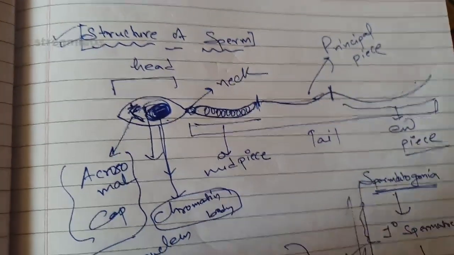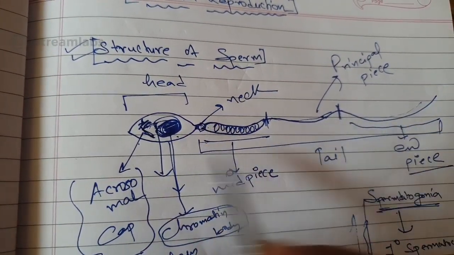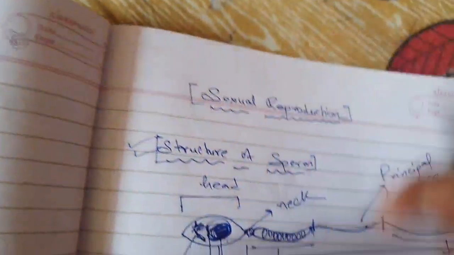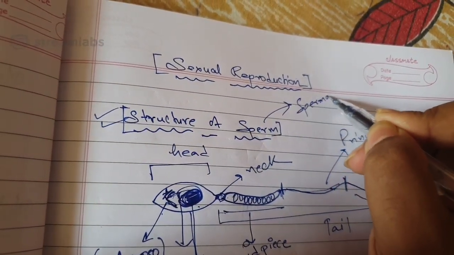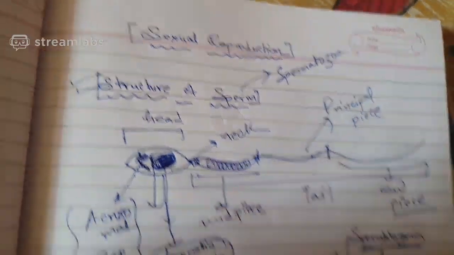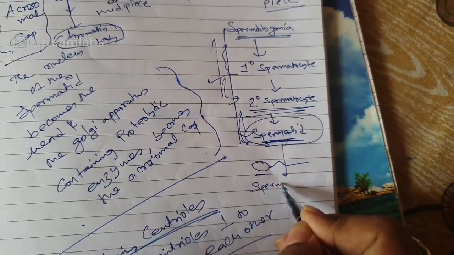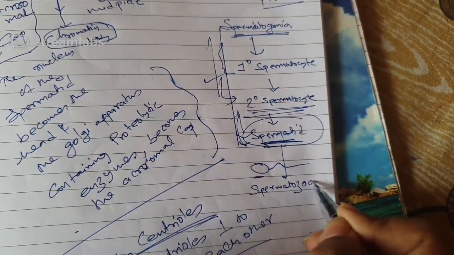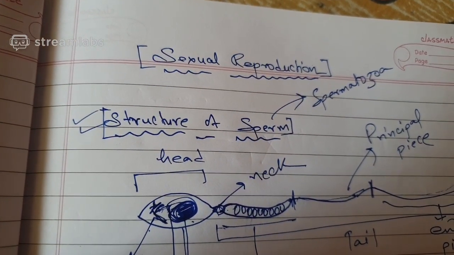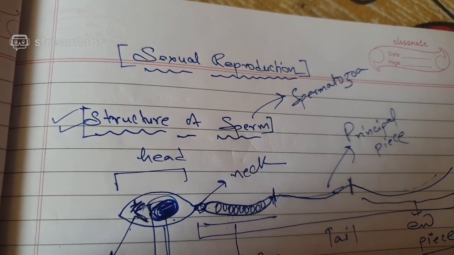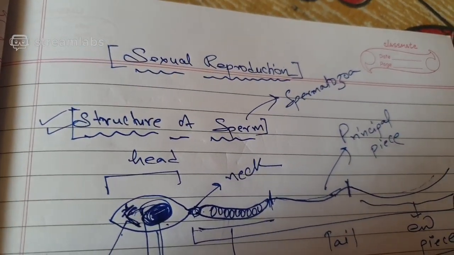And you see the shape of the spermatozoa. The sperm's other name is spermatozoa. What is the other name of sperm? The name of sperm is spermatozoa. That means the spermatid develops into spermatozoa, okay. So the name of the sperm is spermatozoa. I hope that you understand this particular concept. This is a very easy concept, so I hope that you understand it.